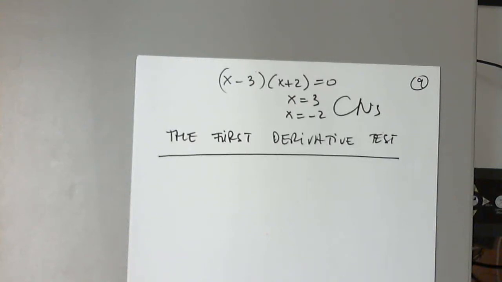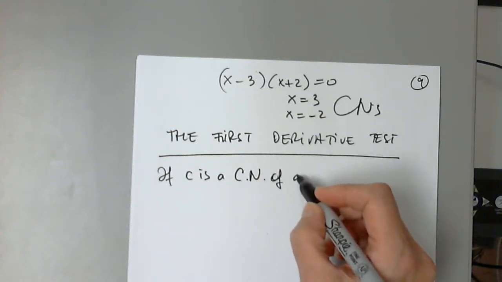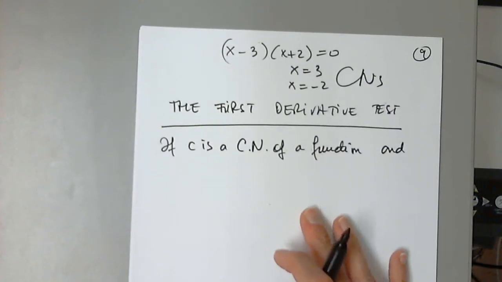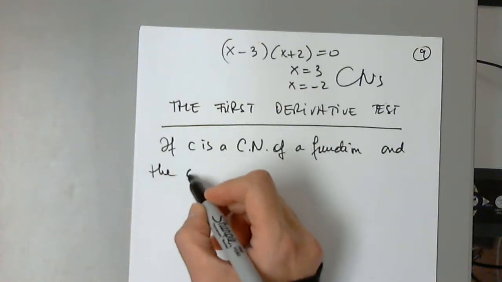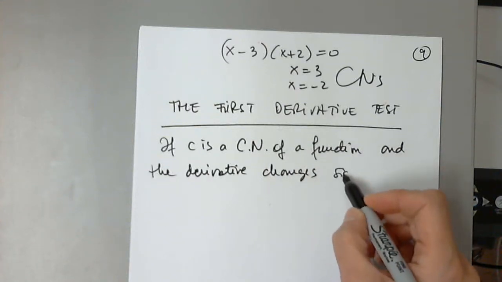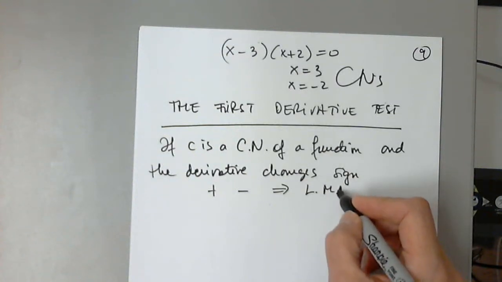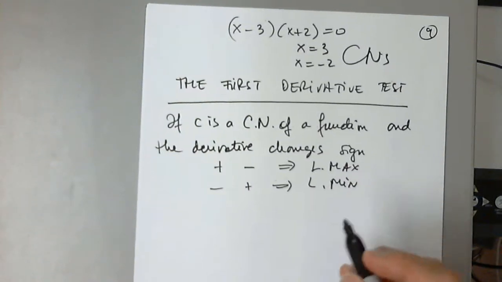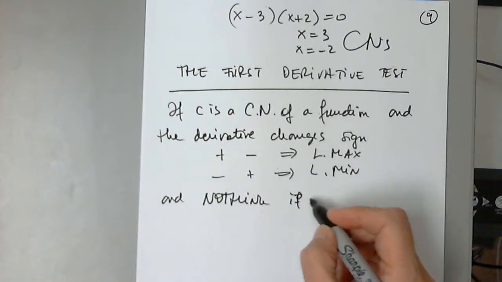So here's the first derivative test. If c is a critical number of a function and the derivative changes sign from positive to negative, that results in a local max. From negative to positive, that results in a local min. And nothing if it does not change sign.